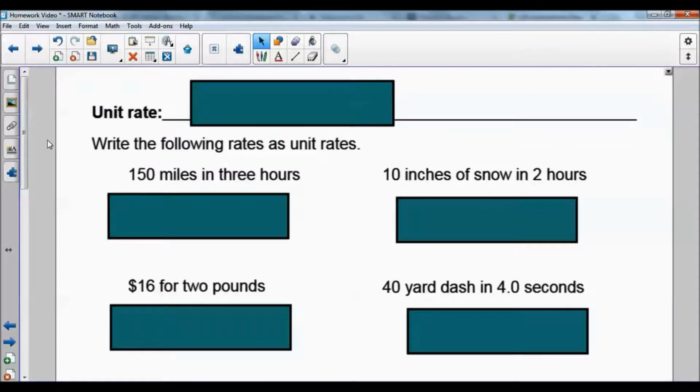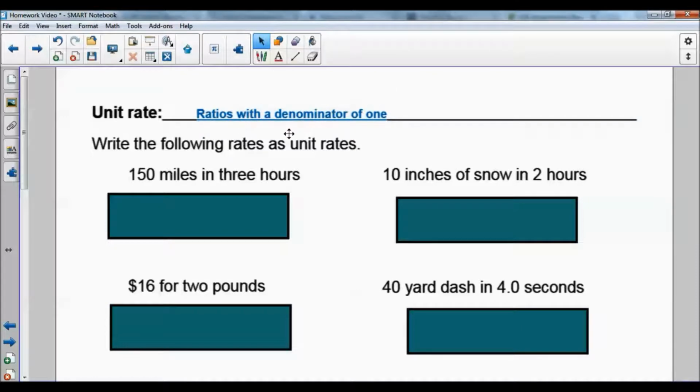Okay, guys, hopefully you finished the front already, but now we're going to talk about unit rates. Okay, unit rates are a specific kind of ratio. So they're a ratio with a denominator of 1. So it doesn't matter what we're comparing, we want the denominator to be 1 though. So it's per 1 every single time.